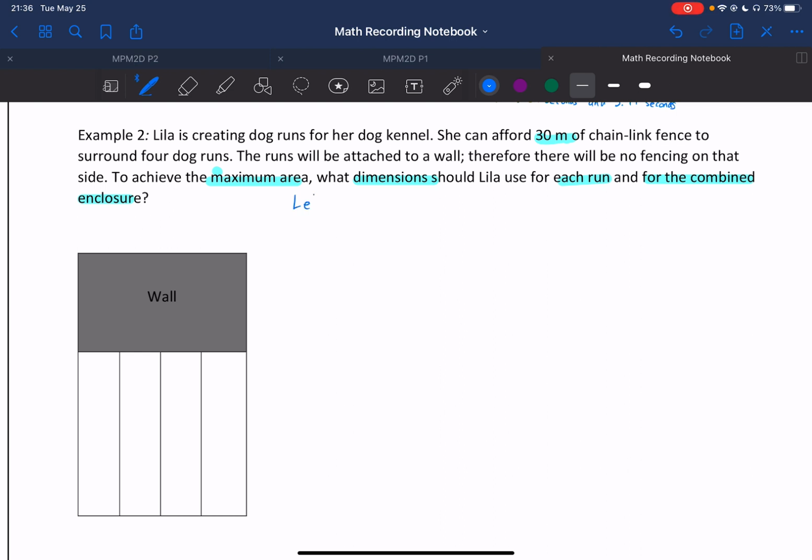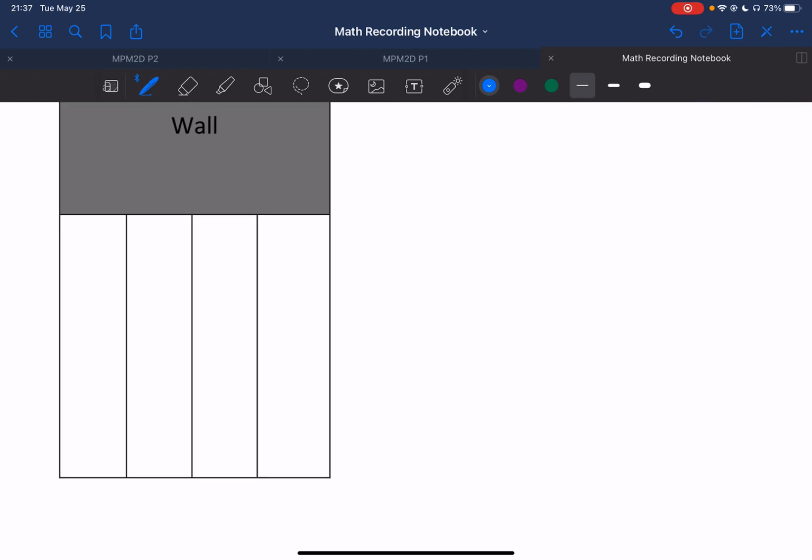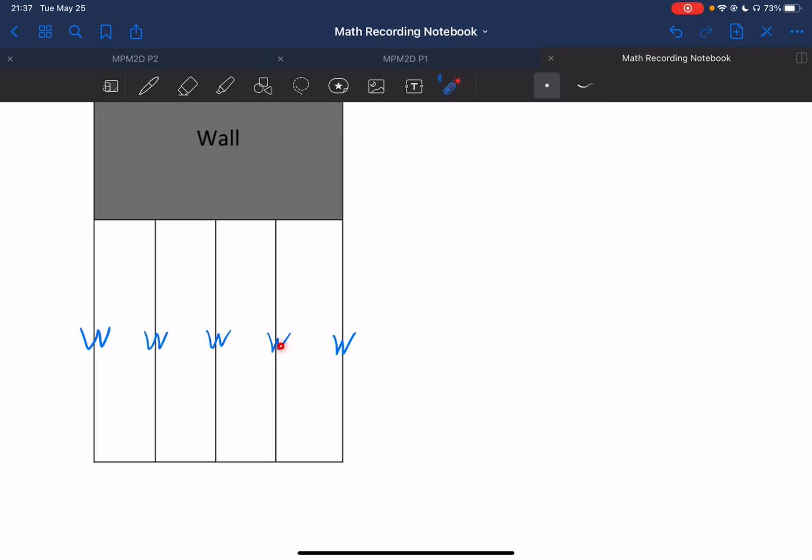So what we're going to start off by doing is saying let W represent the width, and length is going to be represented by something else. So I'm going to leave that blank for a minute. If we have W, we're going to have a width here, a width here, a width here, and a width here, and a width here. We have 5 of them: 1, 2, 3, 4, 5.